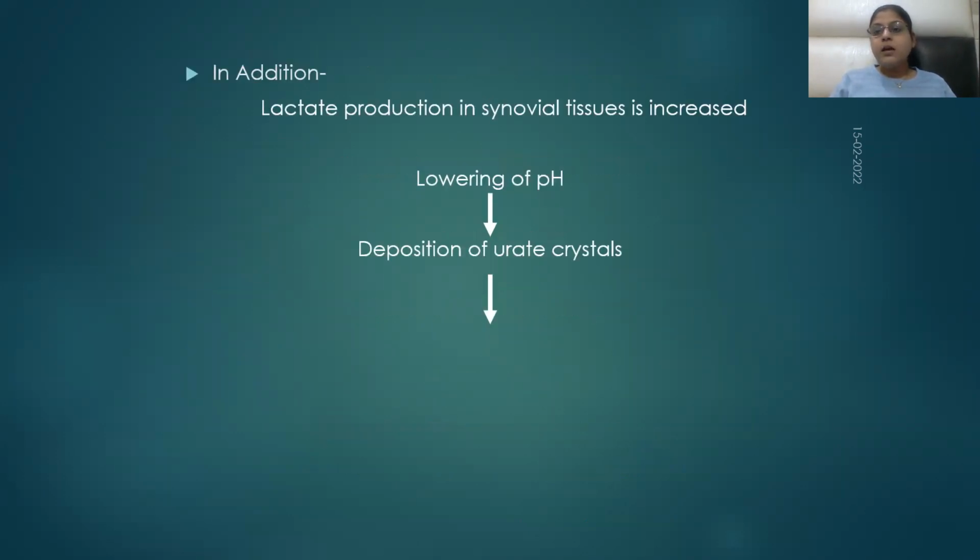And when there is a release of the lysosomal enzymes, there will be lactic acid production in the synovial tissues. So there will be lowering of pH that will lead to deposition of uric crystals in the joint, which will lead to development of gout.